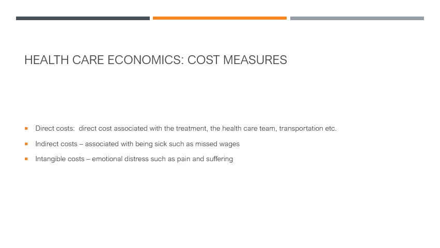Direct costs are associated with the treatment itself, with the healthcare team, transportation, all of the things that you would basically have to pay a medical facility, a pharmacy, or anybody for. Indirect costs are those things associated with being sick, so missed wages and maybe losing your house, maybe not being able to drive, things like that. And then intangible costs are those emotional distress costs such as pain and suffering.